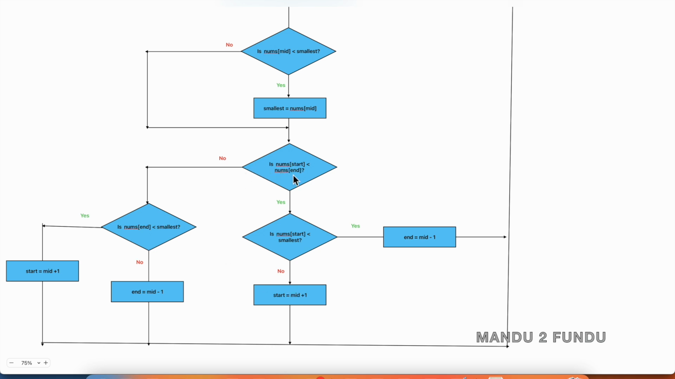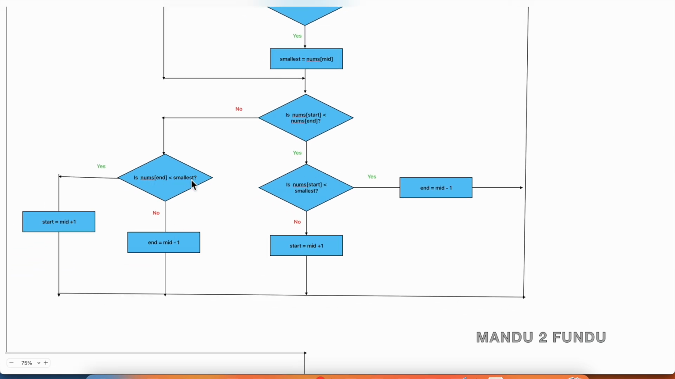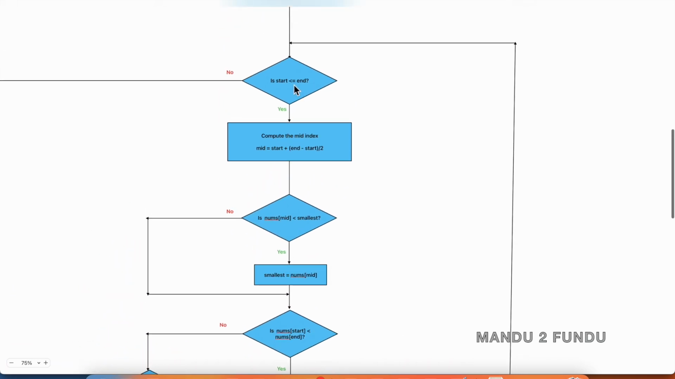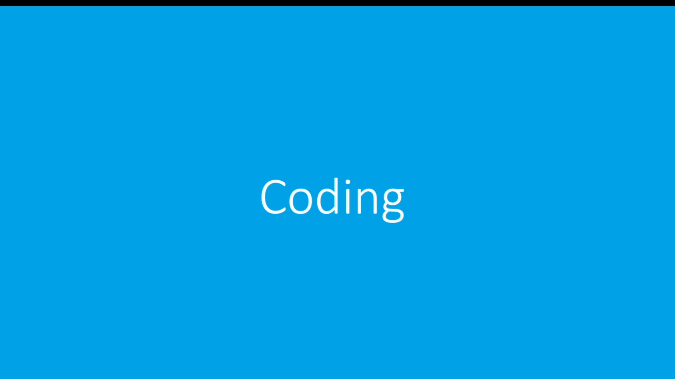So if the number pointed by the end index is less than the number pointed by the start index, then we compare the end number with the smallest variable. If the end number is smaller than smallest, then we update the start pointer with mid plus 1. Otherwise, we update the end pointer with mid minus 1. We repeat this process until the start and end pointers cross each other. After coming out of the loop, finally we return the value in the smallest variable as the output. Let's move on to coding.